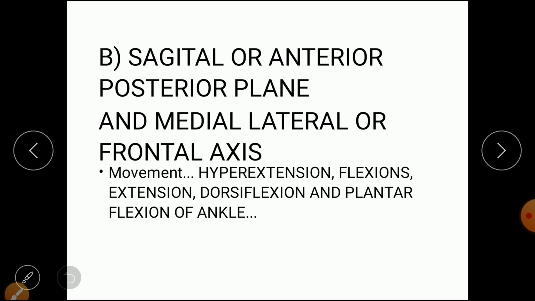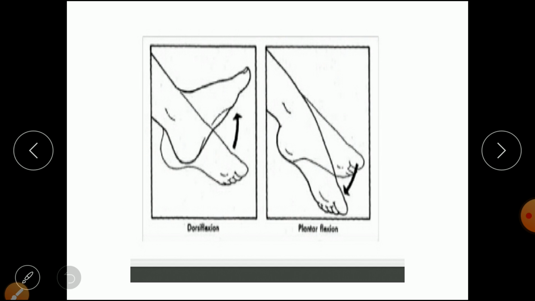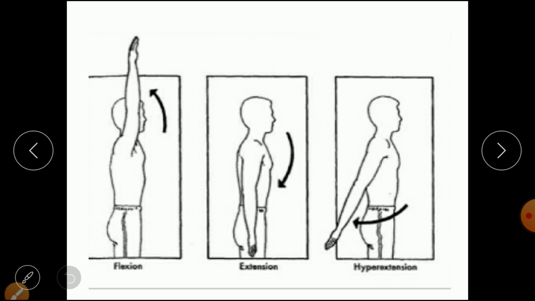The second plane is the sagittal plane, or we can say anterior posterior plane, with the medial lateral or frontal axis. The movements are flexion, extension, hyperextension, and dorsiflexion and plantar flexion of the ankle. See here, dorsiflexion is the upward movement of the ankle and plantar flexion is the downward movement. Then flexion at the shoulder, extension and hyperextension at the shoulder joint.